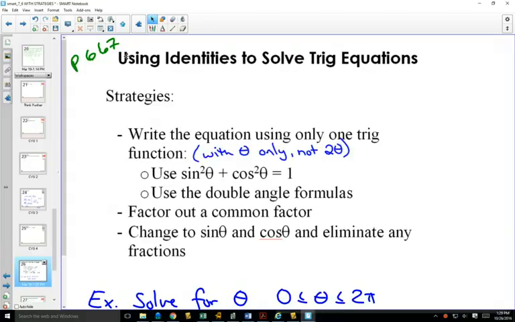Another strategy that comes up, and I think this comes up on your take-home quiz, is sometimes you're going to have to factor out a common factor. So if you would have done the homework from section 7.2, there's some in the homework that dealt with that. And lastly, sometimes the best option is to change things to sine and cos, just like you would do in a proof, and then try to get rid of any fractions.